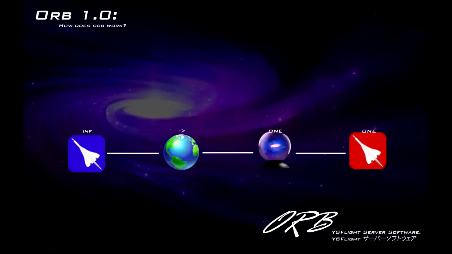Orb itself processes the signal from the phone call from the YSFlight client. It determines what to do with what it's saying, and then it patches what it's saying through to the server.